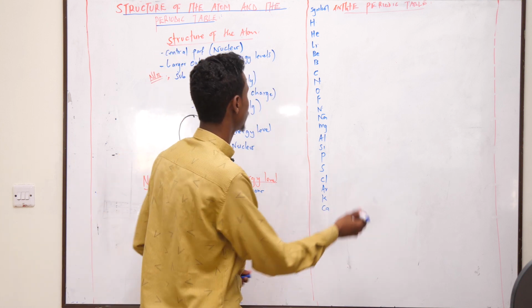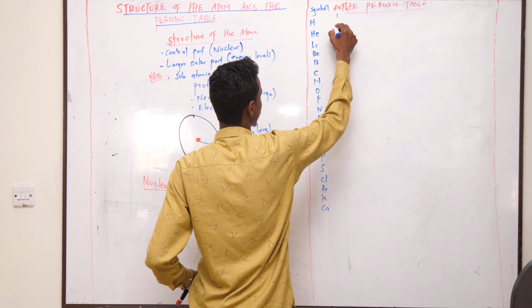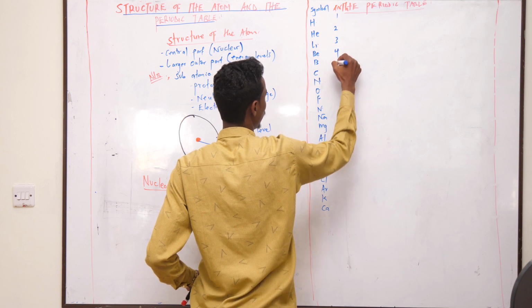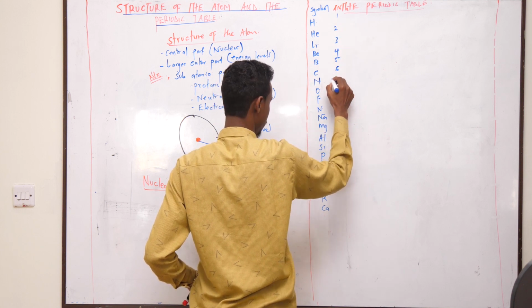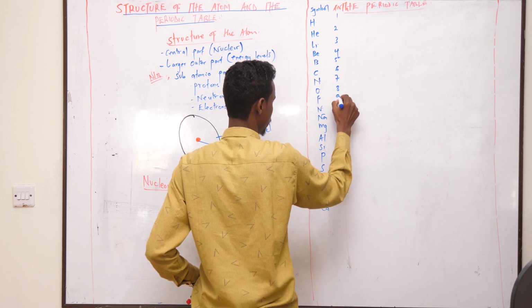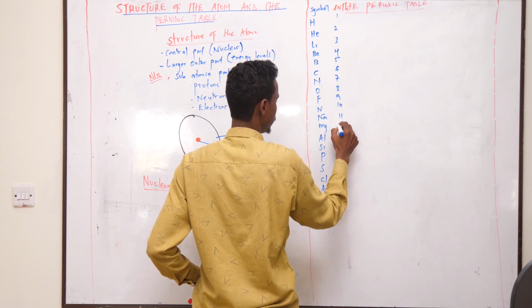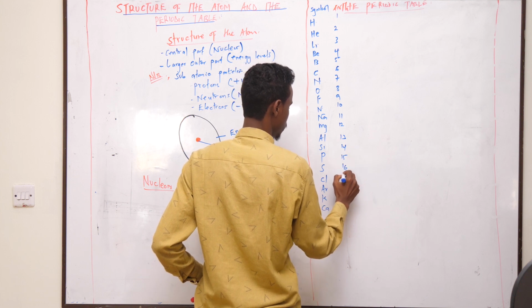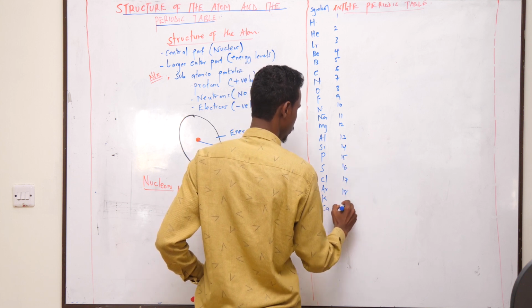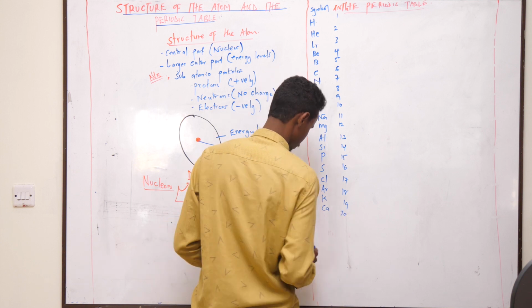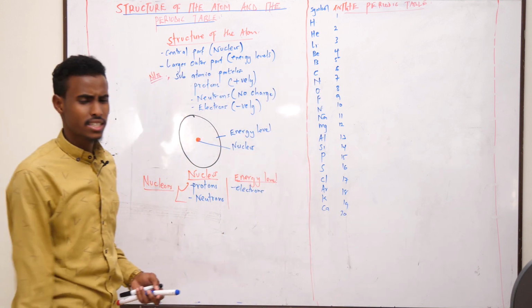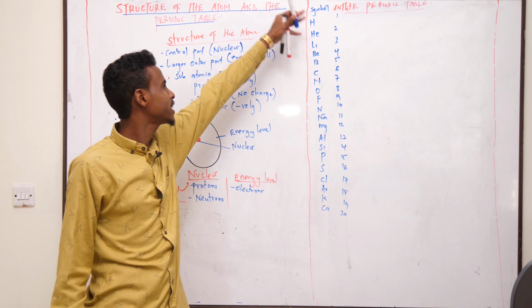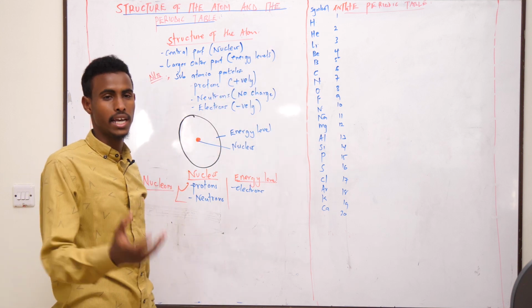Very good. Now this one has atomic number 1, atomic number 2, number 3, 4, 5, 6, 7, 8, 9, 10, 11, 12, 13, 14, 15, 16, 17, 18, 19, 20. That is the atomic number of these elements.